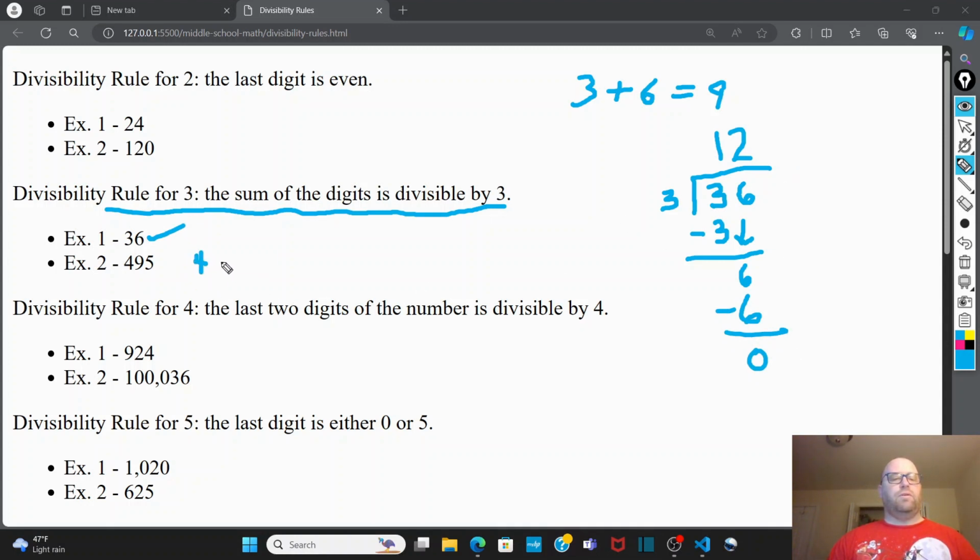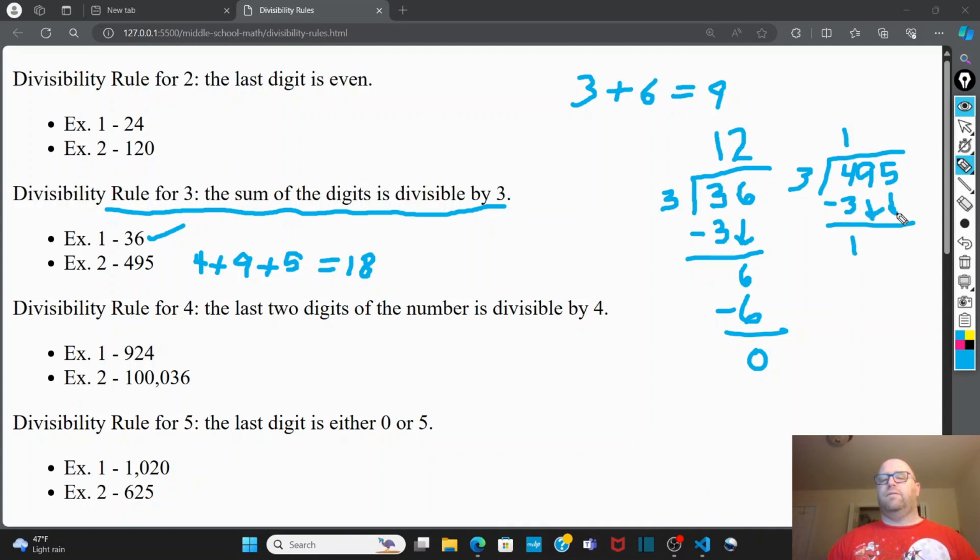So let's do 4 plus 9 plus 5. Well, 4 plus 9 is 13, plus 5 is 18. 18 is divisible by 3, so 495 should be divisible by 3. Let's see. 3 goes into 4 once. 4 minus 3 is 1. Bring down the 9 and the 5.